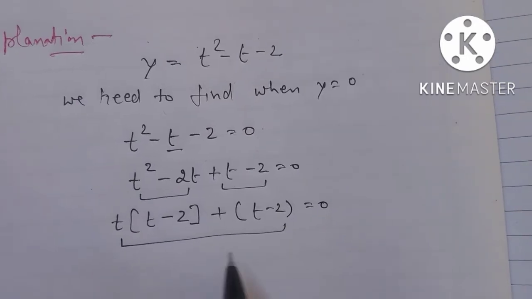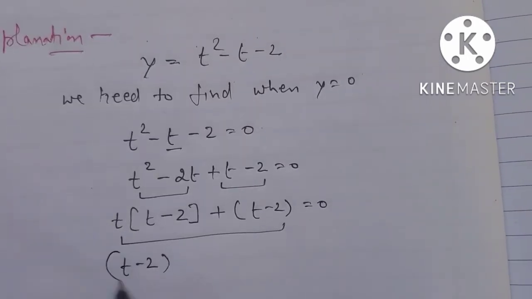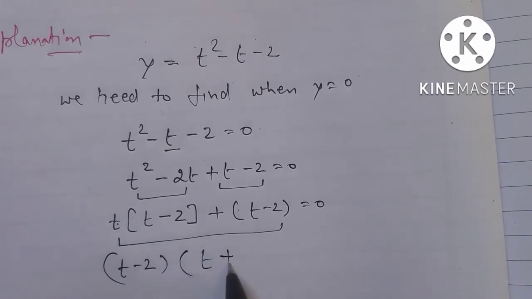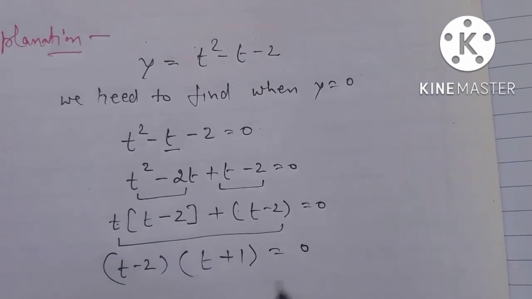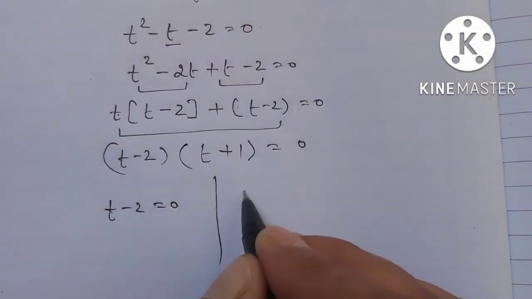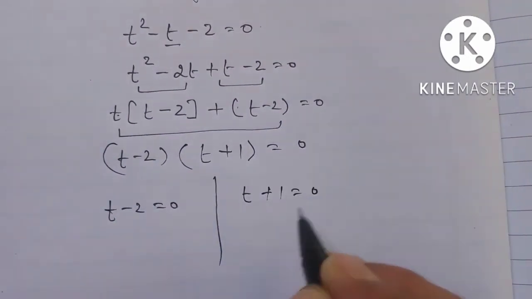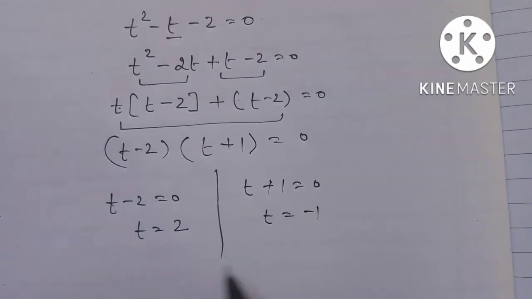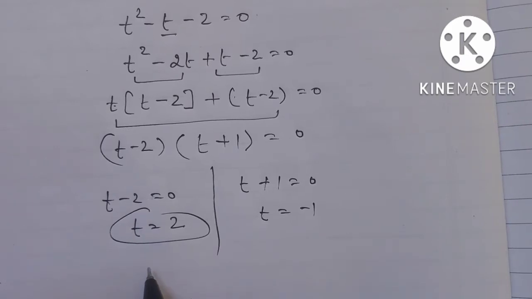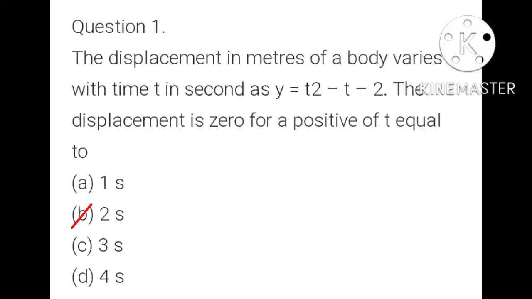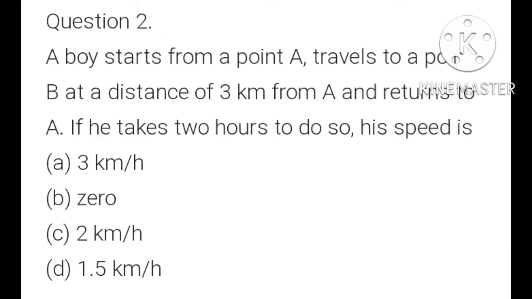So here also t minus 2 is common, so taken outside, here we are left with t and here plus 1 equal to 0. Either t minus 2 is equal to 0 or t plus 1 is equal to 0. So t is equal to 2 and t is equal to minus 1. So we take the positive value, so time is equal to 2 seconds. So B is the correct option. Time is 2 seconds.